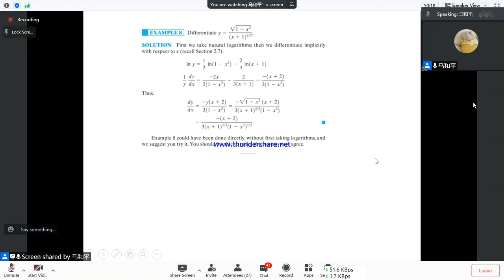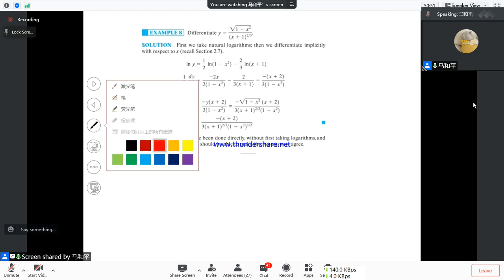Okay, let's say example 8. Differentiate y is the square root of 1 minus x squared over x plus 1, to the power 2 over 3. Here we see this function involves a square root, a power and a quotient. So maybe we can take natural logarithms. Then we differentiate implicitly with respect to x.